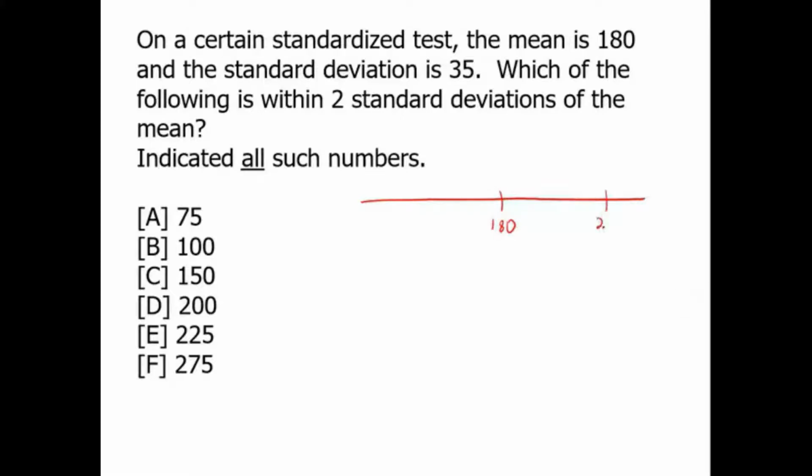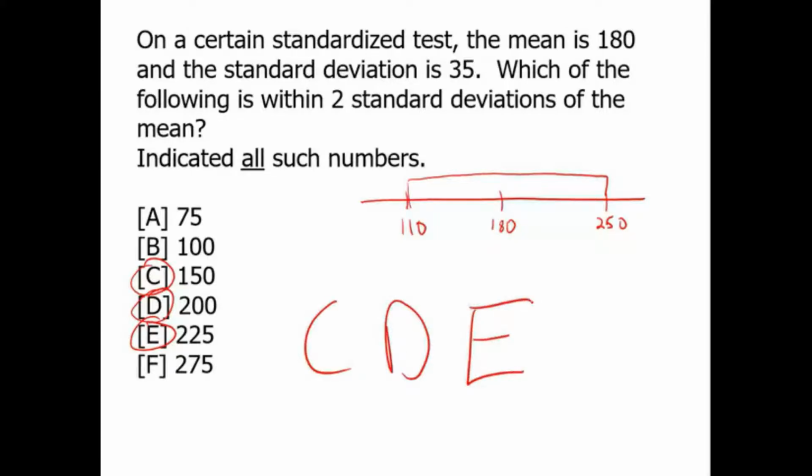70 plus 180 is 250. 180 minus 70 is 110. And so any score between 110 and 250 would be within 2 standard deviations of the mean. So 75 and 100 are not in there. 150 is, 200 is, 225 is, 275 is outside of that. And so just C, D, and E, those are the 3 scores that are within 2 standard deviations of the mean.